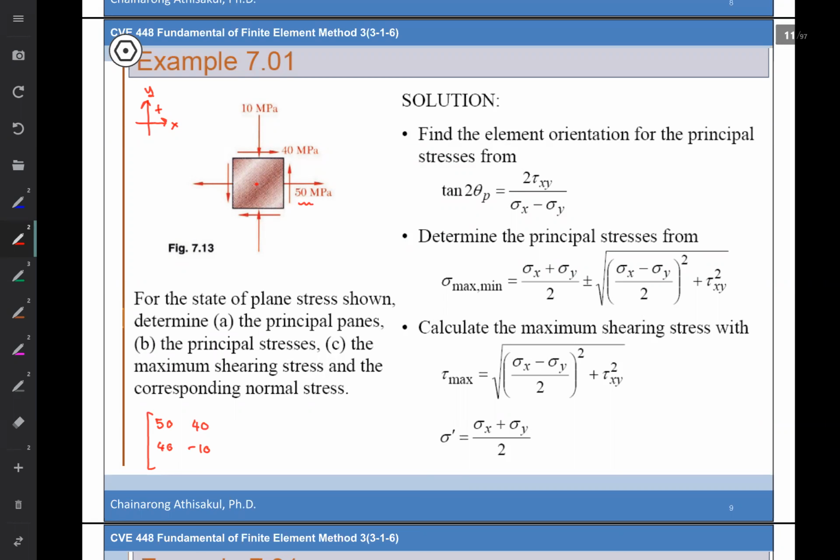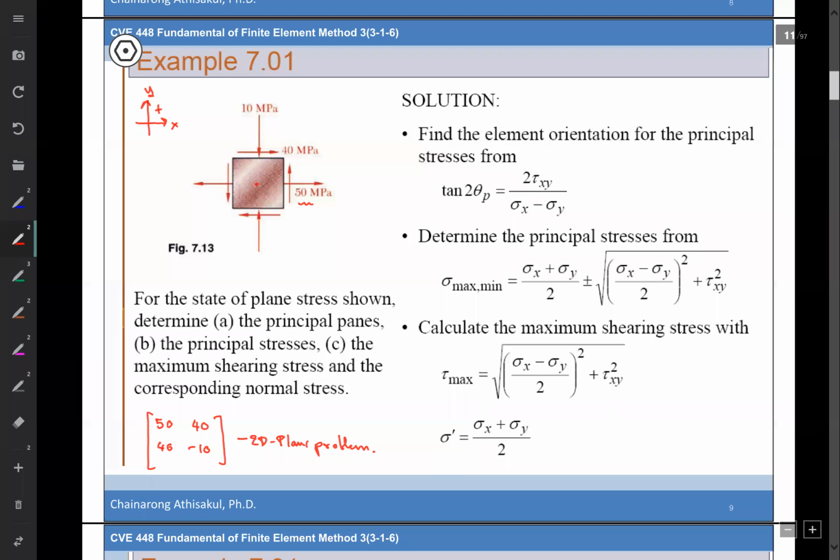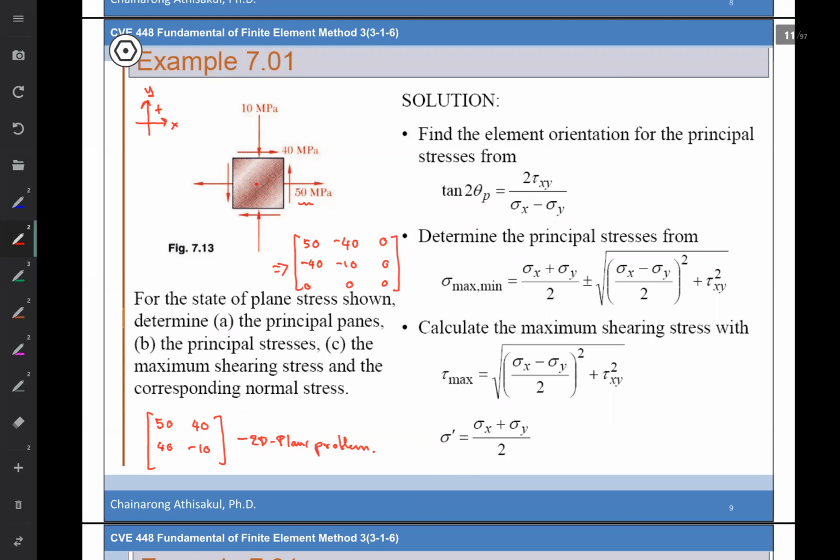If we write it in just 2 dimensions, as you are familiar with, it's just this. It is the stress tensor of the state of stress for the 2-dimensional plane problem. But if we would like to expand it to 3 dimensions, it will be the same, but you have to add the z component also. For this case, it's just 0. This is what we call the stress tensor of the state of stress at the point.